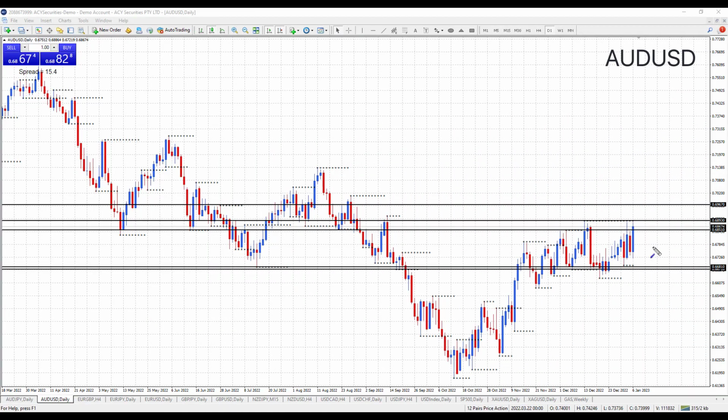Alright traders, moving on to the Aussie dollar. Rather range bound, it's trading between weekly support 66.81 and weekly resistance at 68.93. Will that range hold? We failed there on Wednesday at the top. Will we fail there at the start of the week?